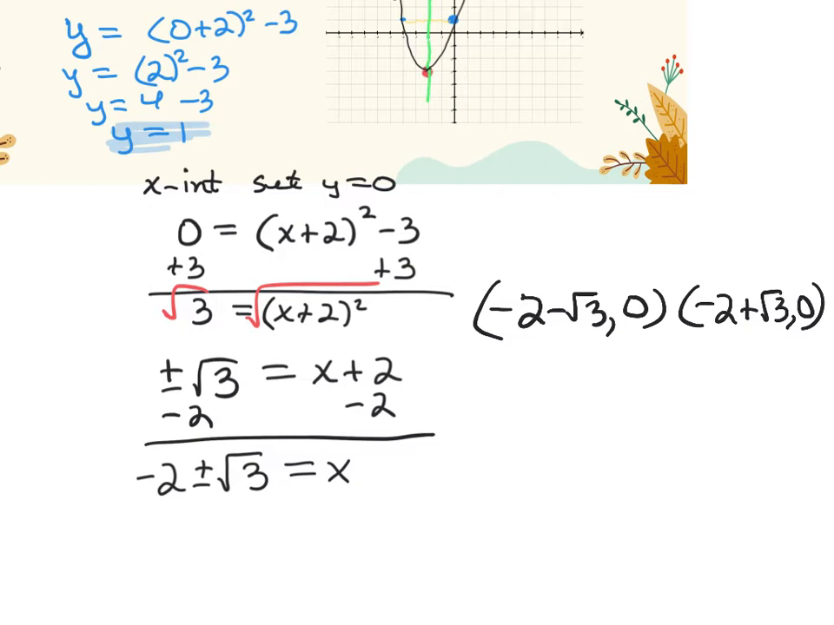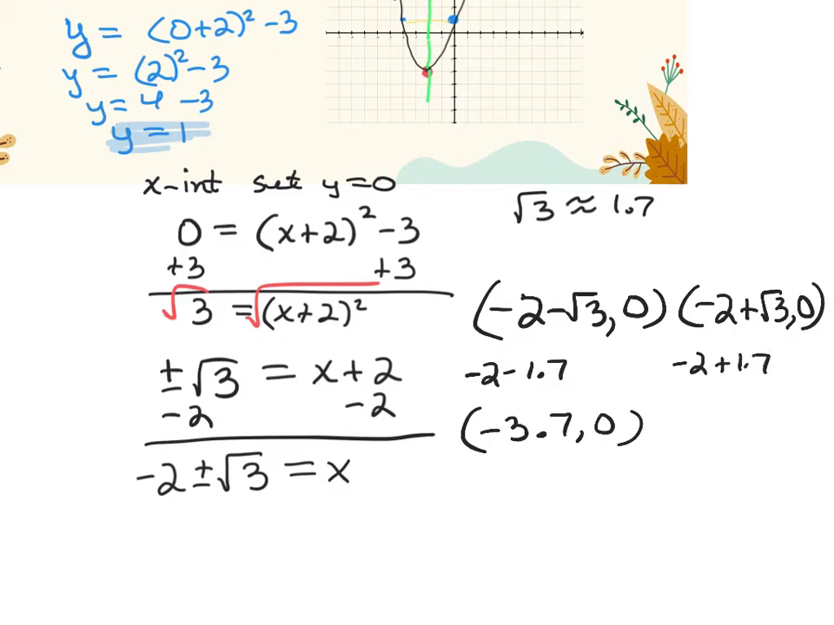Now, just to confirm, let me put those points on my graph to see how close my x-intercepts actually came. I'm going to approximate the square root of 3 to be about 1.7. So if I do -2 minus 1.7, I end up graphing the ordered pair (-3.7, 0). And then over here, if I do -2 plus 1.7, I end up with (-0.3, 0). So let's see how close we came.